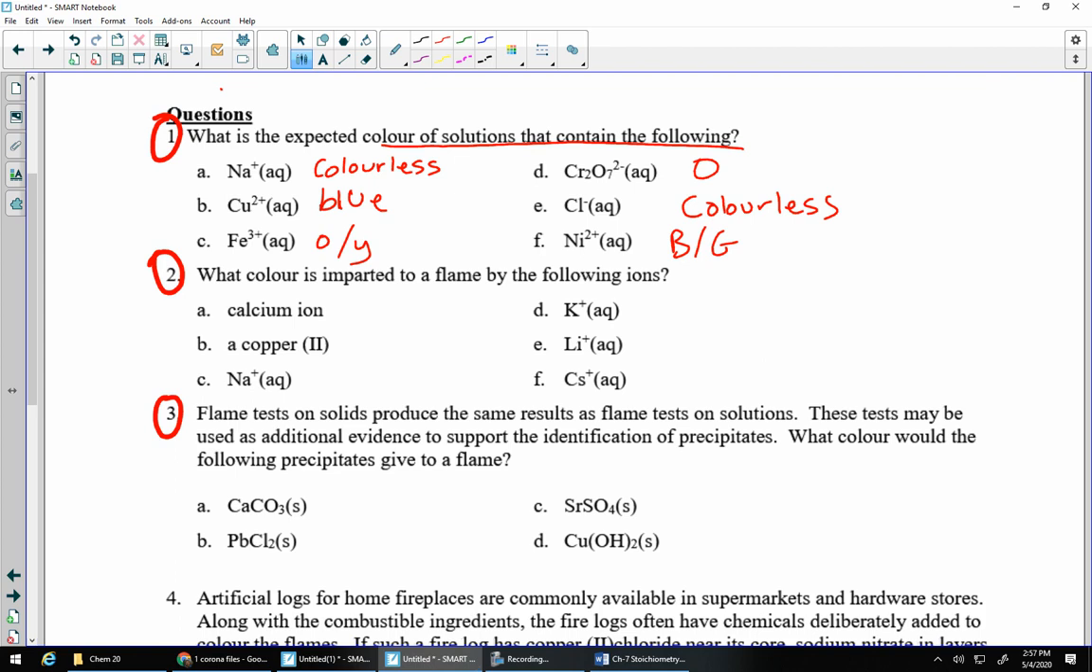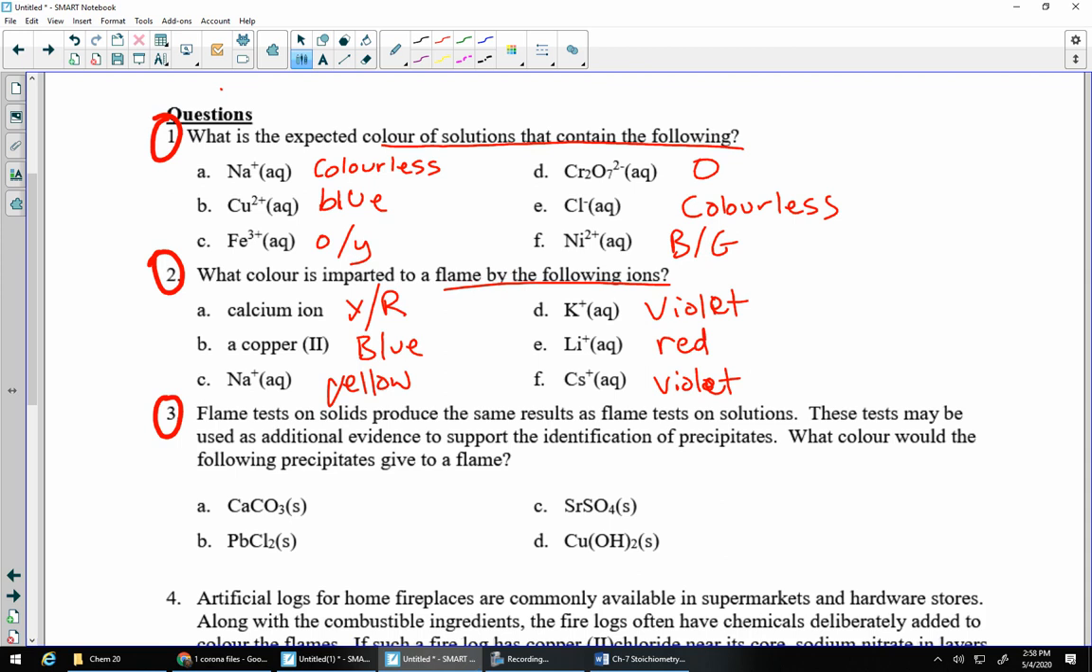Okay, next one. What color is imparted to a flame by the following solution? So in other words, what color do they burn? So sort of a yellowy red. Copper 2 typically forms blue. Yellow for sodium. We got violet for potassium, red for lithium, typically a very bright, pretty red, and violet for cesium. If we're back at the school next semester, you're going to see this. Just ask. It's pretty cool. I can show you this.